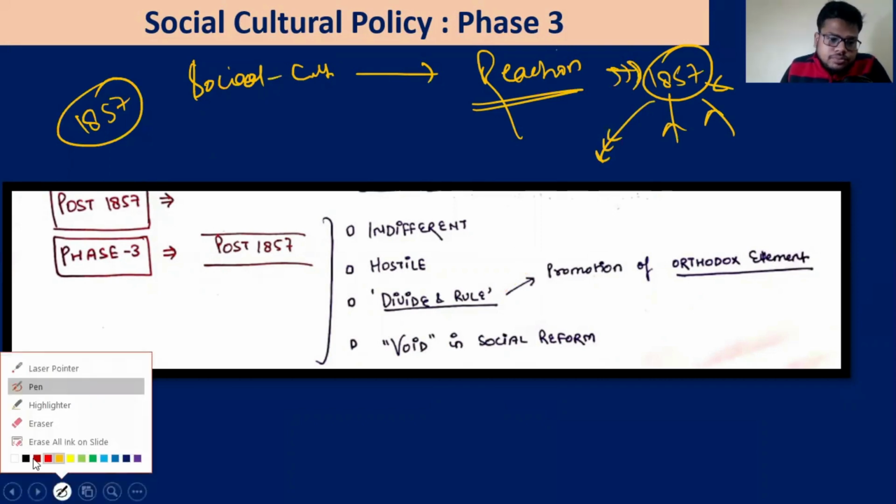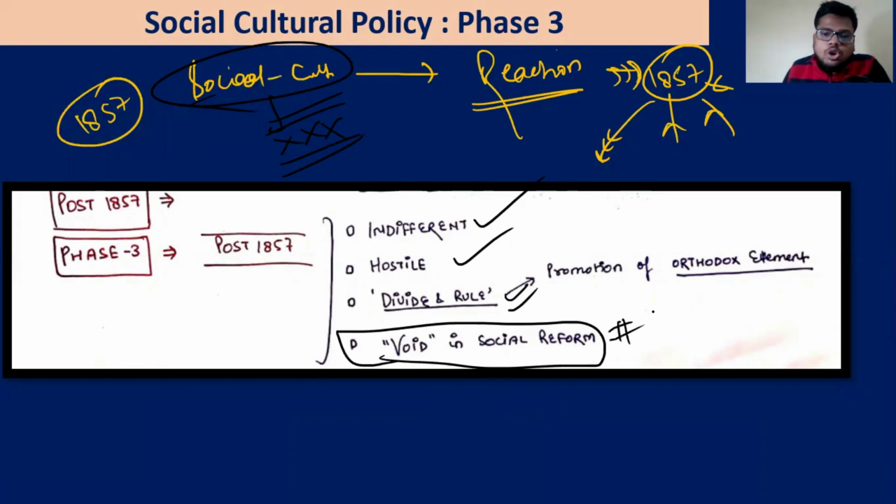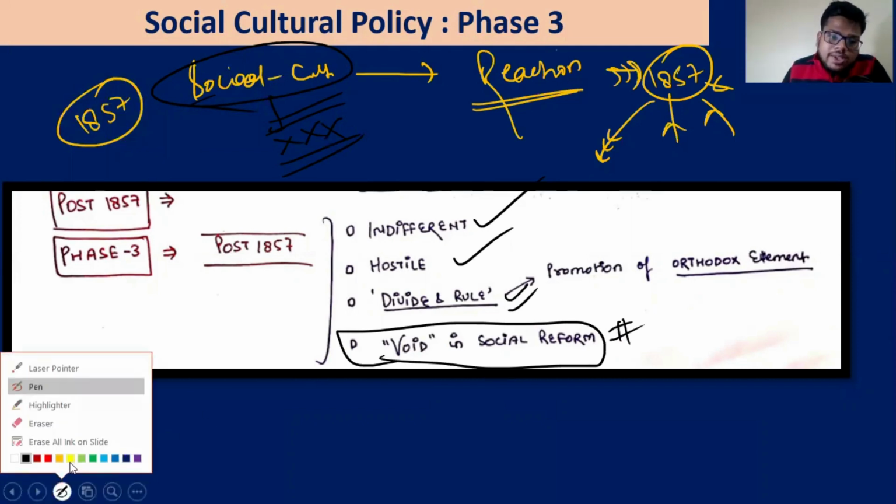So after that, they decided that no more socio-cultural intervention. We won't intervene again. So they became indifferent, hostile, with divide and rule, and a void in the social reforms can be seen. Now we will not do any social reforms. Rather, they will put one against the other.